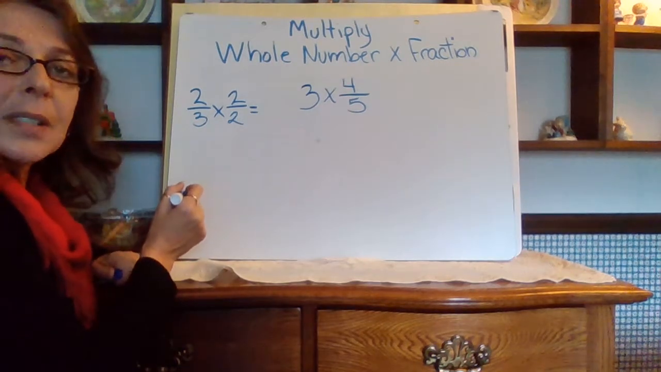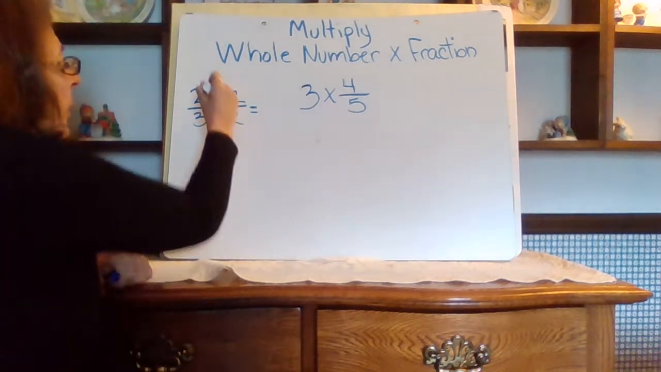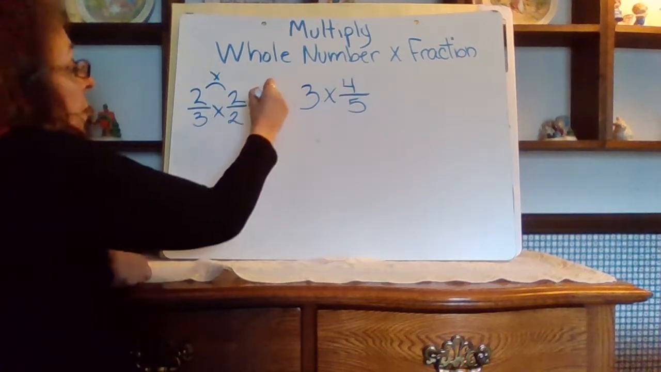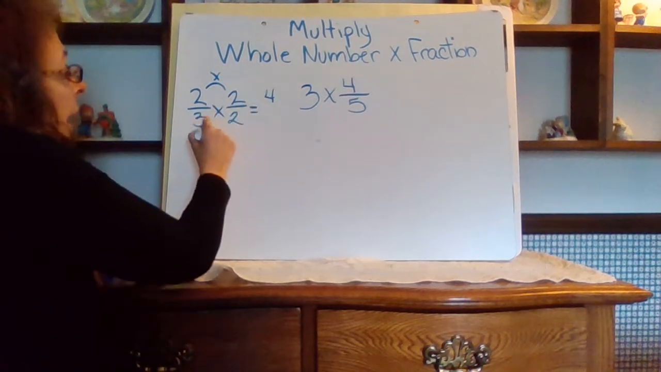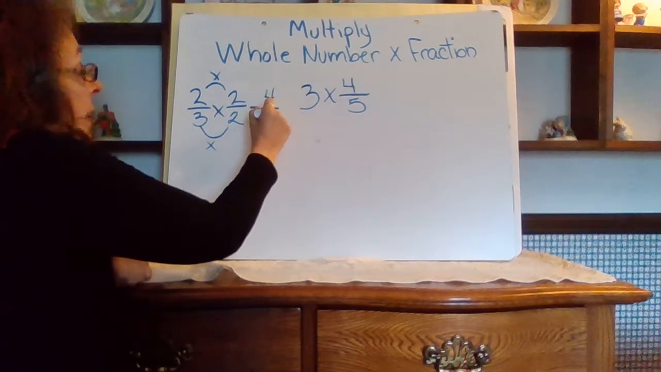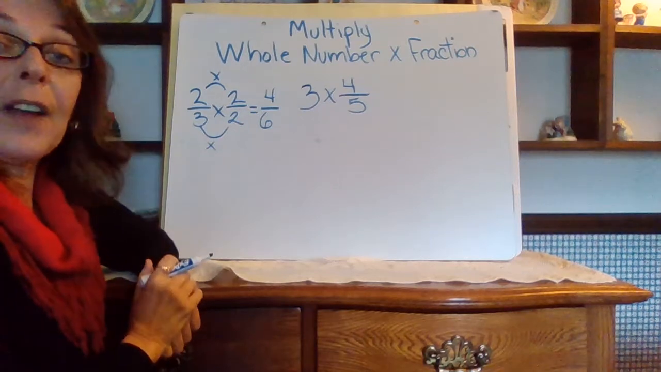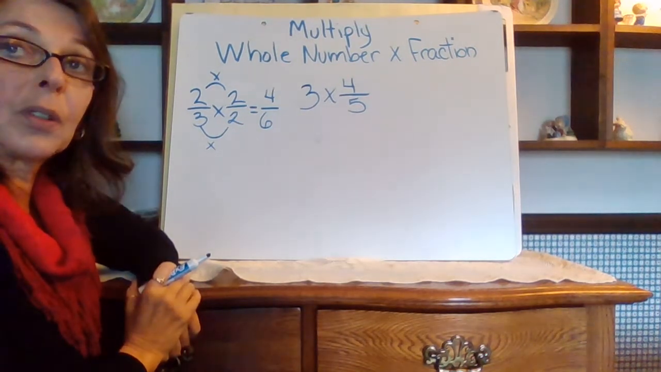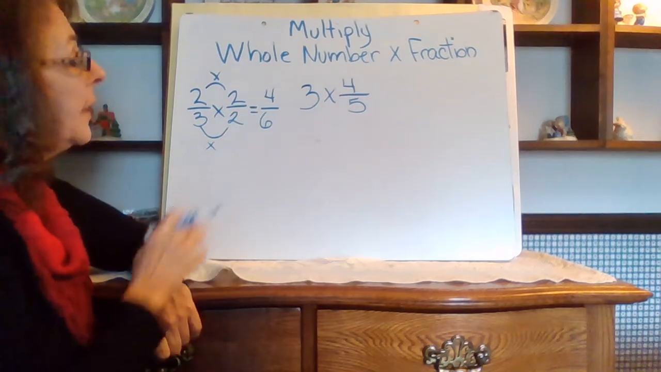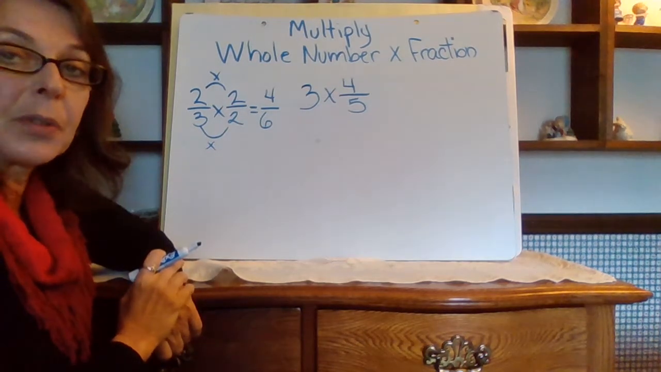So how did we do this multiplication? Well, we first multiplied our numerators. 2 times 2 is 4. And then we multiplied our denominators. 3 times 2 is 6. And we found an equivalent fraction for 2/3 that was equal to 4/6. So how is that going to help us with multiplying whole numbers?